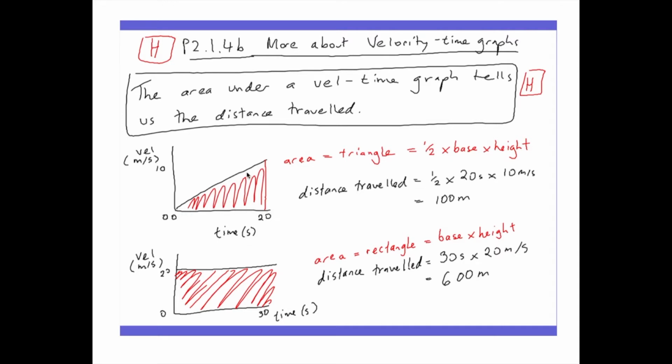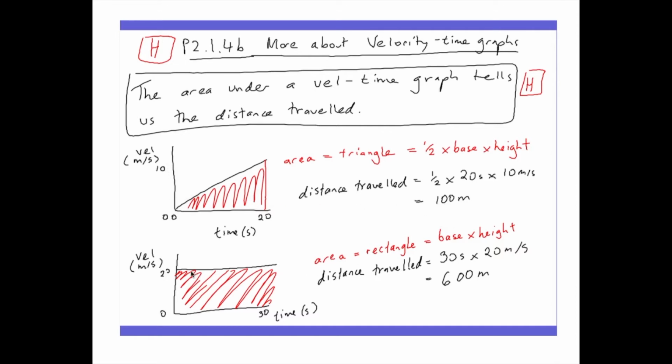If this gradient is going up as a steady slope, then the area under here is simply going to be a triangle. And how do you get the area of a triangle? It's simply a half times the base times the height. So in this case, the distance travelled for this vehicle would be a half times 20 times 10, and that would come out as 100 metres.